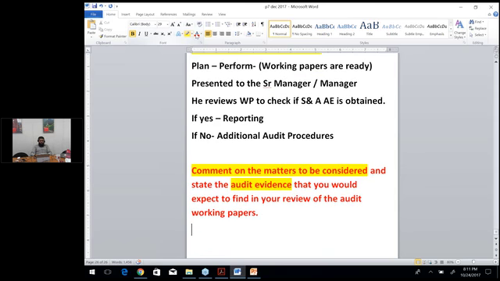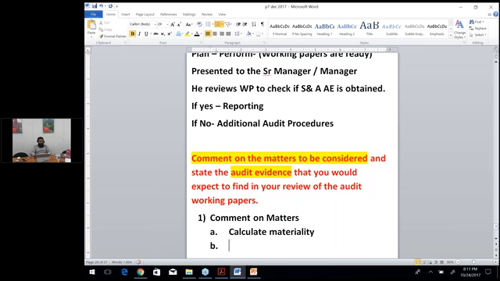Now, let's discuss what exactly we write in these areas. Number one: whenever the question's requirement says comment on matters to be considered, the examiner's guidance with respect to this area is that you need to discuss or calculate materiality. Number one, you need to calculate the materiality. That's the number one thing that you need to do.